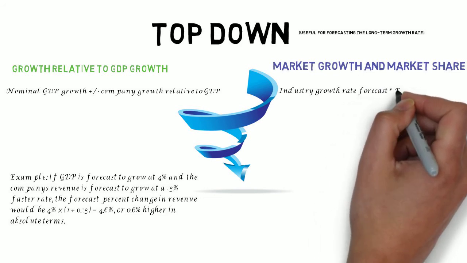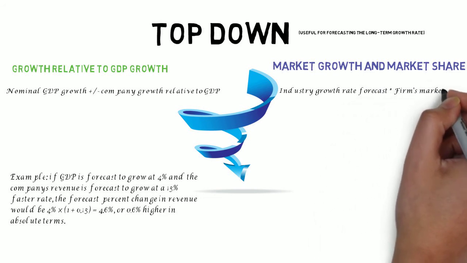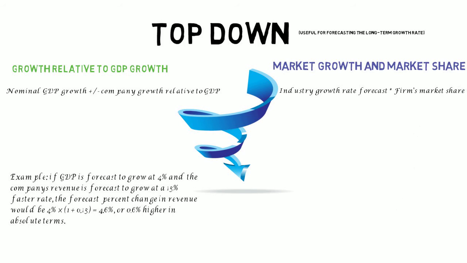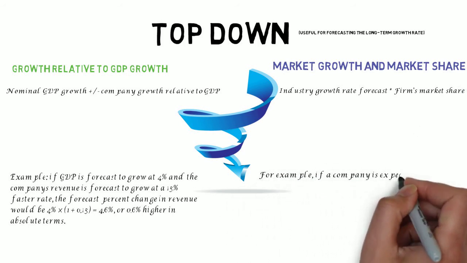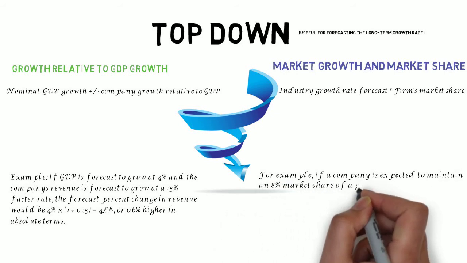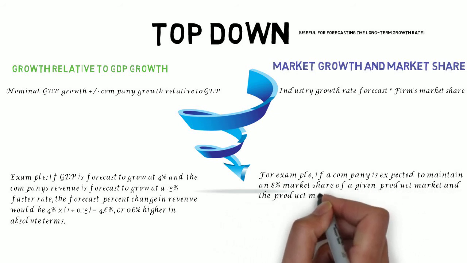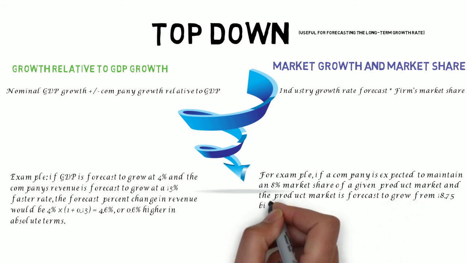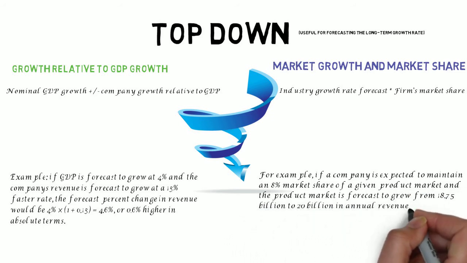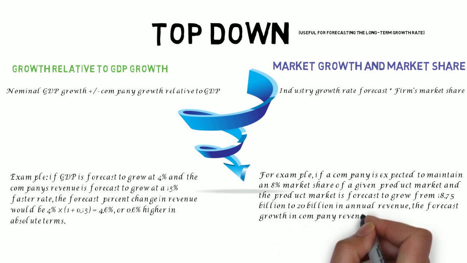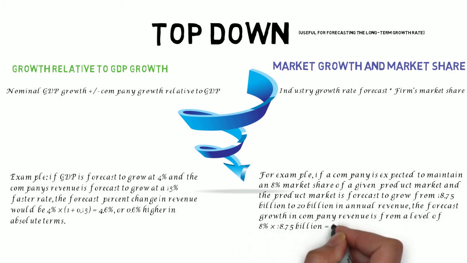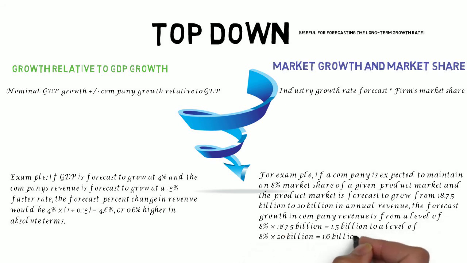The analyst then considers the company's current market share and how that share is likely to change over time. For example, if a company is expected to maintain an 8% market share of a given product market, and the product market is forecast to grow from 18.75 billion euros to 20 billion euros in annual revenue, the forecast growth in the company's revenue is from a level of 8% times 18.75 billion, which equals 1.5 billion, to a level of 8% times 20 billion euros, or 1.6 billion euros.